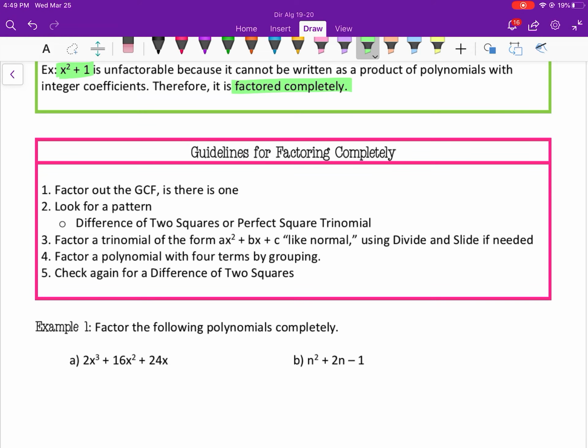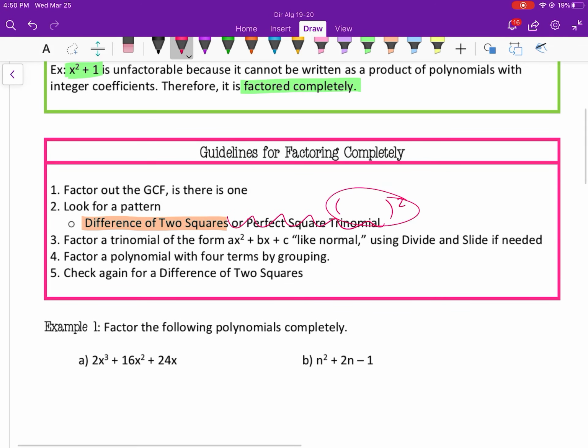So when we factor completely, there's always kind of 5 main steps. Just like always, we always take out a GCF, right? So if there's a GCF, take it out. Step 2, you look for a pattern, and we really focused more on difference of two squares this year. Perfect square trinomial is that other pattern where you end with one set of parentheses squared. Don't worry about that though, because we would end up with that if we moved on to step 3, which is factoring like normal. So step 1, GCF. Step 2, DOTS. Step 3, factor like normal. Sometimes that's going to involve divide and slide, so we'll be on the lookout for that.